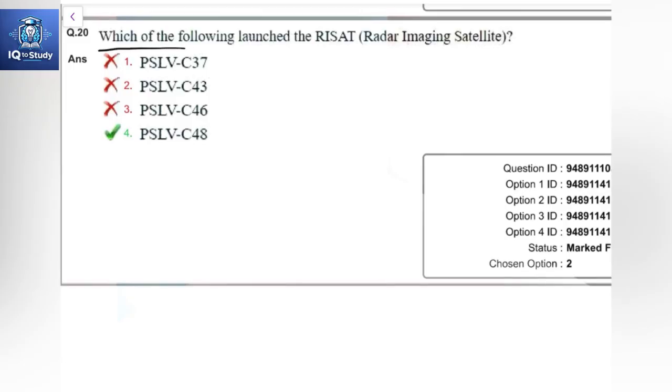Which of the following launched the RISAT, Radar Imaging Satellite? PSLV C-48. On December 11, 2019, it was successfully launched.